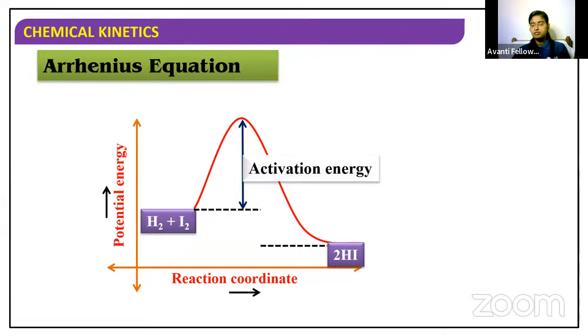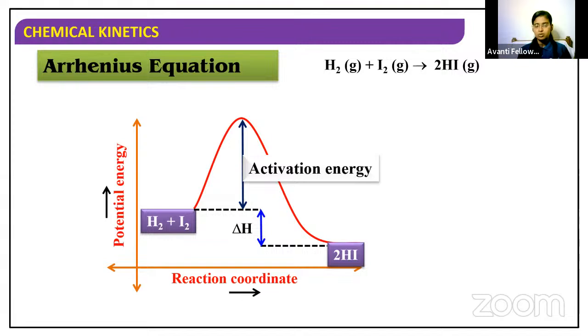The difference between the reactant potential energy and the product potential energy is called delta H, which is called the enthalpy of the reaction. So this is the potential energy curve for the H2 + I2 giving 2HI reaction. All these points are very, very important because you will get numerical questions from this concept.